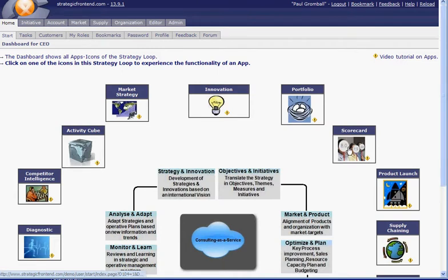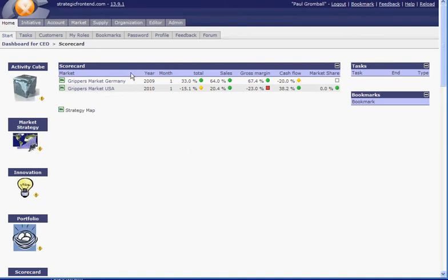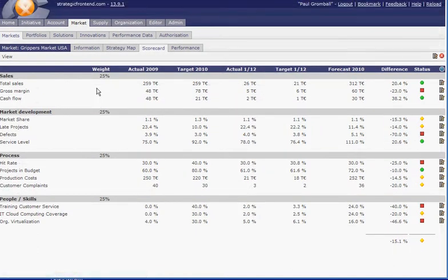If you click on the Scorecard, you see all the scorecards which have been designed so far. So we have the crypto market US, and here we have the scorecard which actually shows all the parameters of the strategy. So how is this scorecard derived?